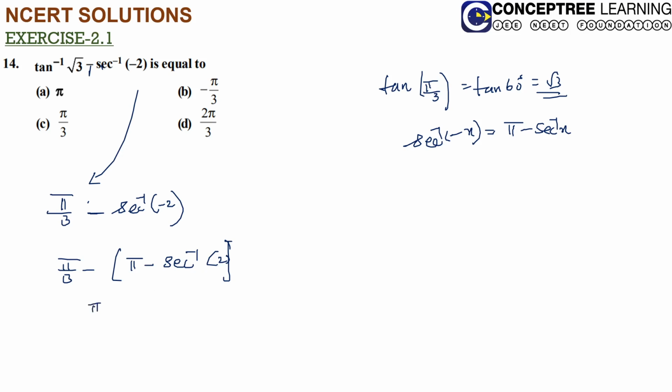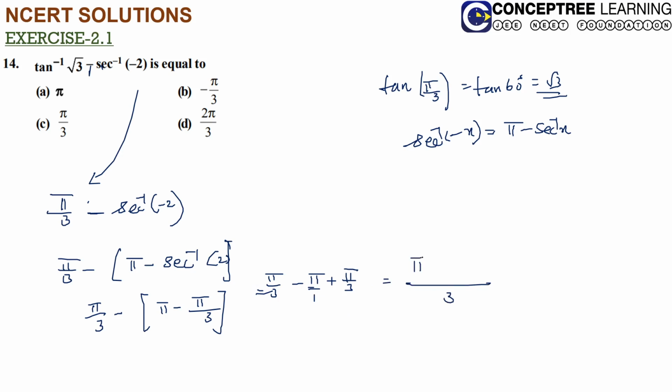The same thing comes here. So pi by 3 minus, pi minus 60 degrees, which is pi by 3. So this is equal to pi by 3 minus pi plus pi by 3. When you take LCM, you have 3 pi minus 3 pi plus pi, hmm, that is, pi plus 2 pi minus 3 pi by 3, which is equal to minus pi by 3. So the answer is option B, minus pi by 3.